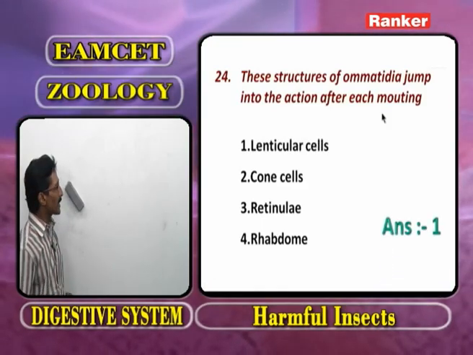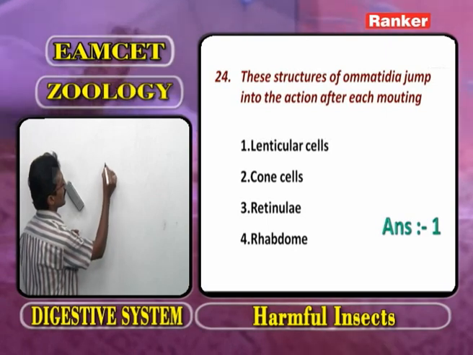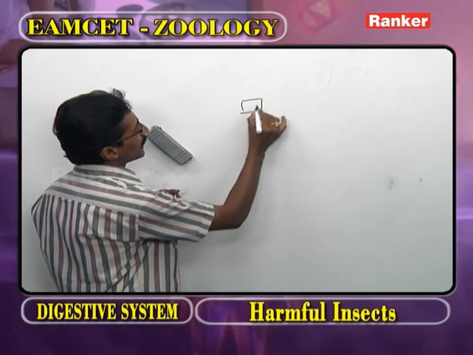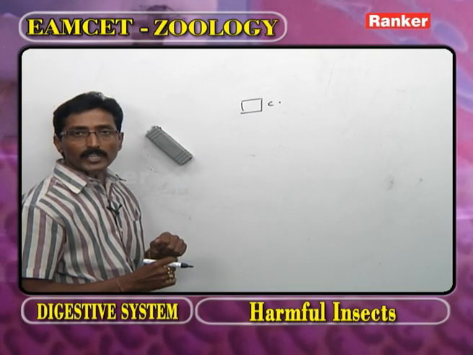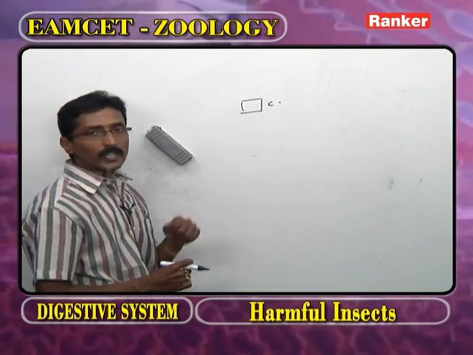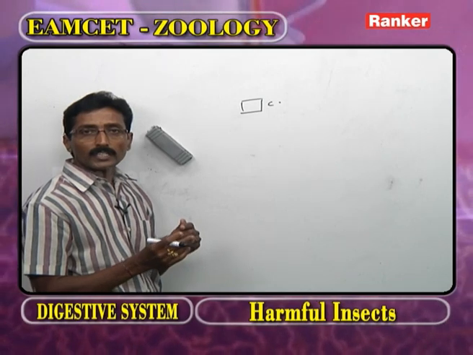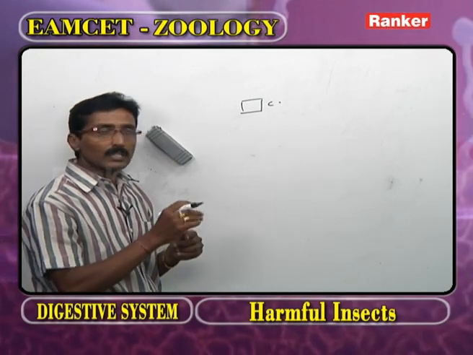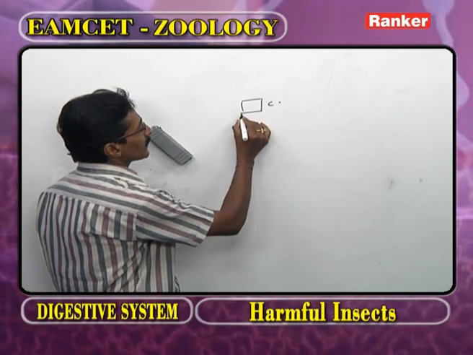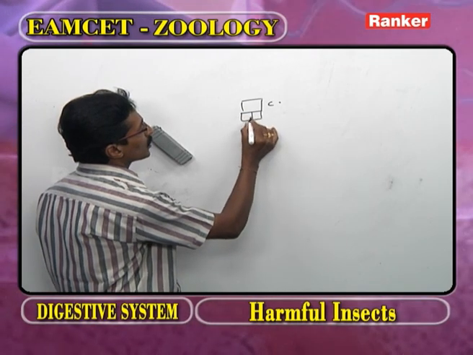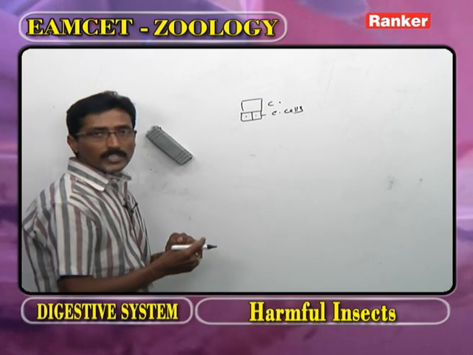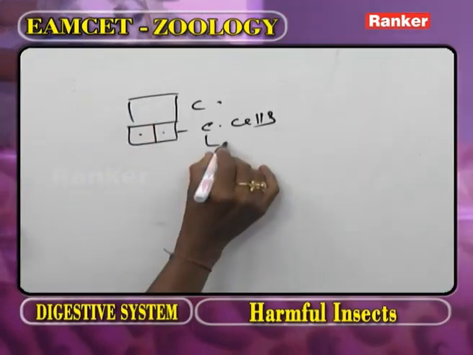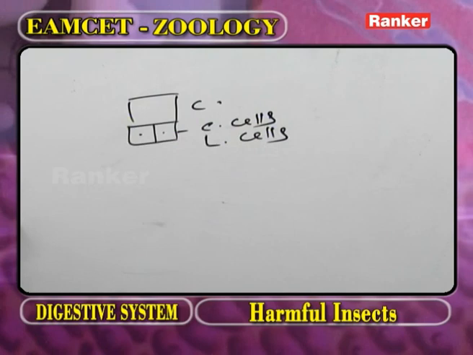Now as we observe the ommatidium, this part we call the cornea. The cornea is made by cuticle. At the time of molting, the cornea is removed. It is called molting. The cornea is followed by the corneagen cells. The corneagen cells are also called the lenticular cells.